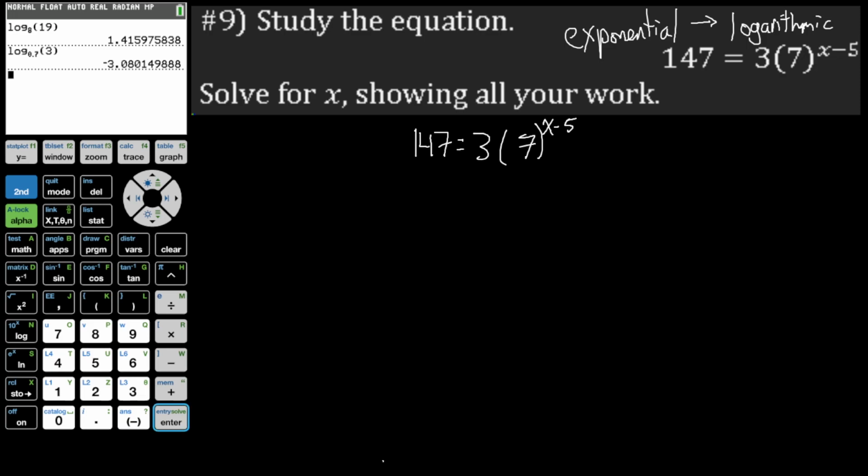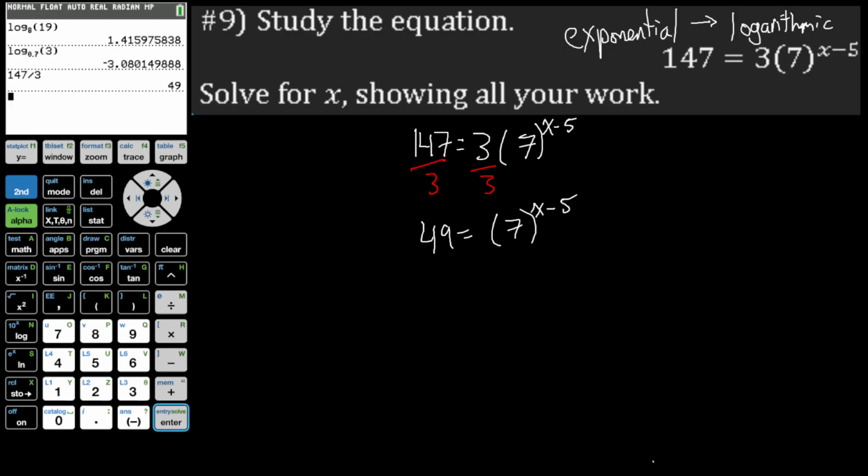Where's my calculator? Okay, so I have 147 divided by 3. So I have 49. I want to double check the answer, so I do my inverse operations and divide both sides by 3. And so now I have 49 is equal to 7 to the power x minus 5. Make sure we're still on. Looks good.